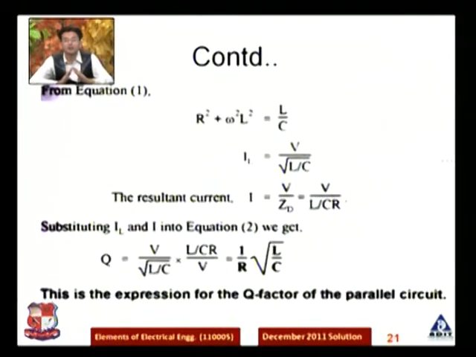So in the parallel circuit, if you want to find the quality factor, then you can apply the equation Q is equal to 1 upon R under root LC. It is similar to the resonant frequency, Fr is equal to 1 upon 2 pi under root LC. Here, in place of 2 pi it is R because the resistance is to be considered, right?